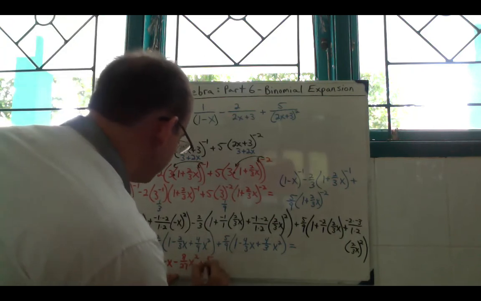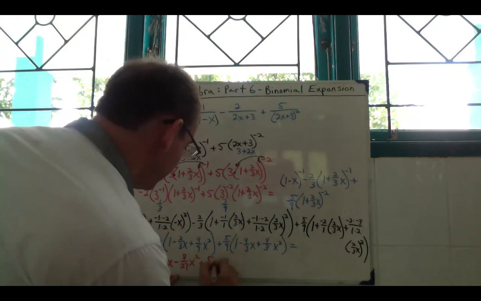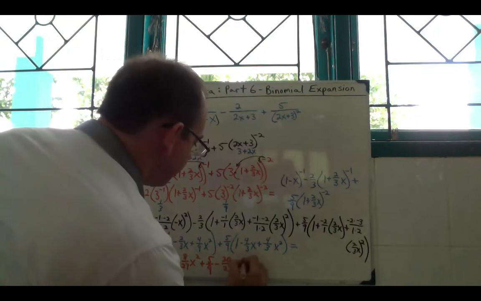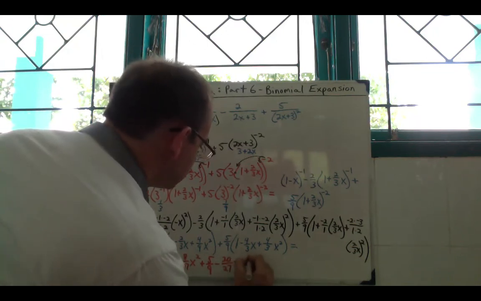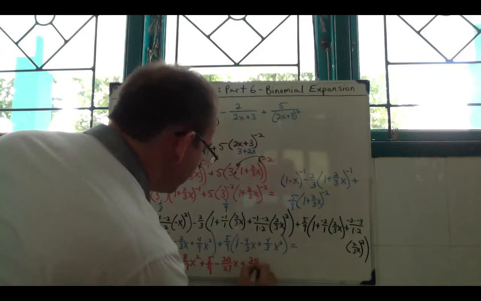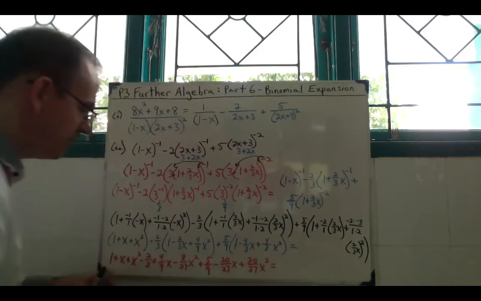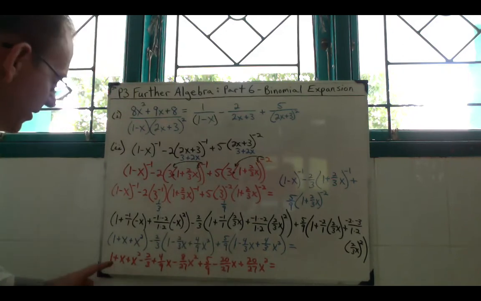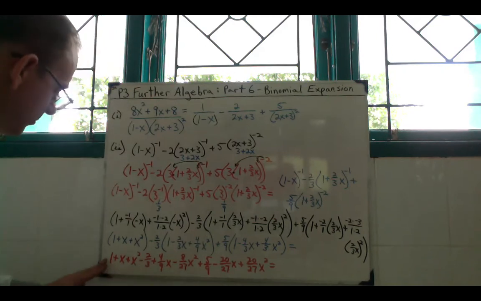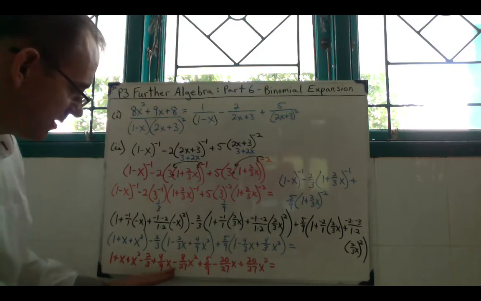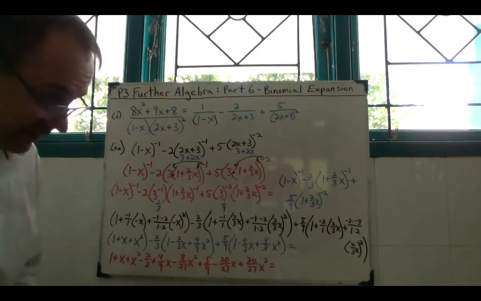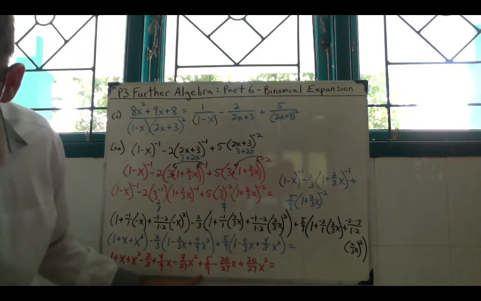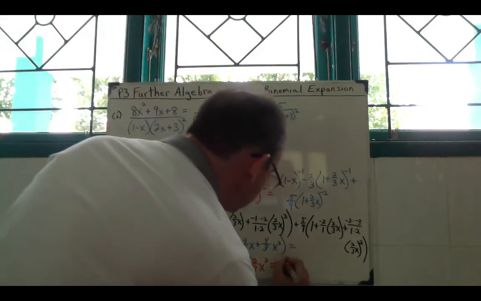Plus 5/9 minus 20/27 x plus 20/27 x squared. And so now once you've distributed, what you want to do is just take your calculator and combine like terms. So the 1 and the 2/3 and the 5/9, you want to do that. And when you come up with that, the 1, the negative 2/3 and the positive 5/9 comes out to 8/9.